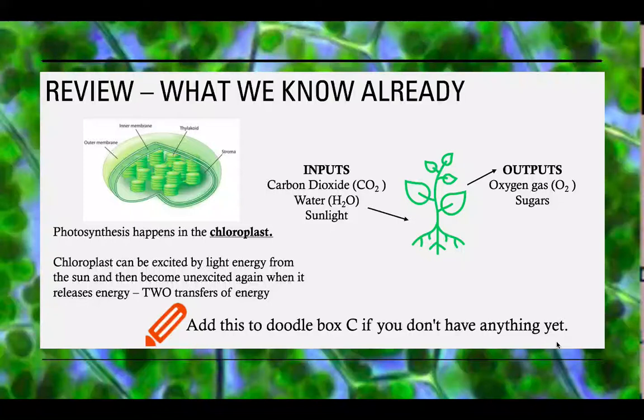So just real quick to review what we talked about yesterday. This is what we know already about photosynthesis. We know it happens inside the chloroplast. There's a picture of it right there. We know the inputs, we know the general outputs, and we know that the chloroplast is excited and unexcited. So there's two transfers of energy, right? If you didn't have anything in Doodle Box C, you can pause the video and add this stuff now. Okay, that's what we know already.